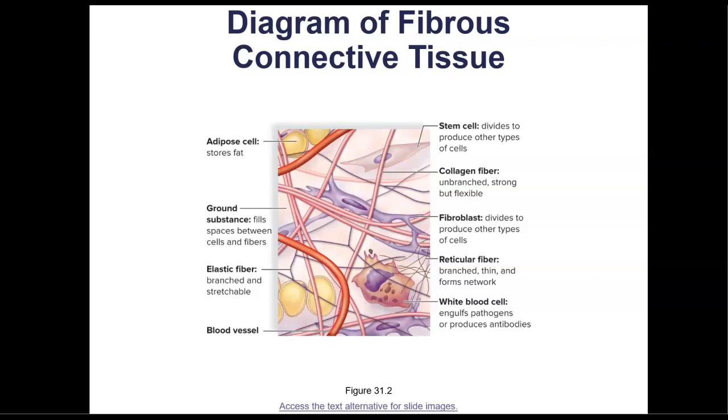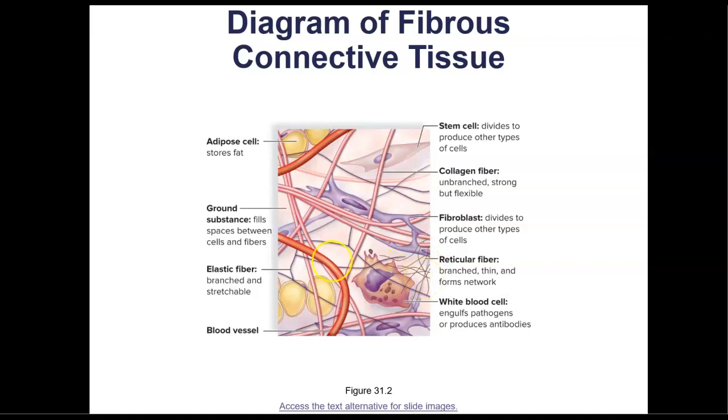And the matrix consists of a ground substance, which can be fluid like blood plasma. It can be solid like in bone tissue, or it can be more like a syrup like you would have in this fibrous connective tissue. But the ground substance and the fibers make up the matrix. The fibers can be elastic fibers. These little thin fibers here are elastic fibers, or these thick collagen fibers, or even reticular fibers, which are very thin and kind of form a branching network.